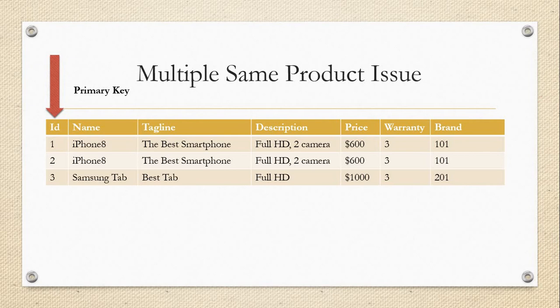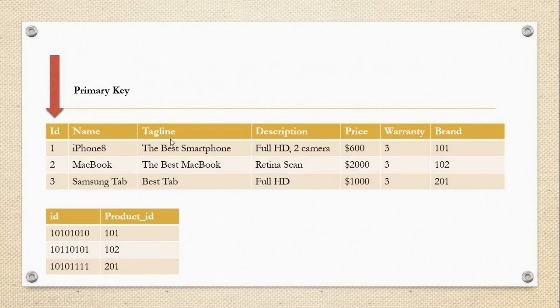Here ID is there, so I will provide the ID also. Here I have created the table; this one is the older table, and here I have created a new table in which we don't have repeated data. See, these IDs are there, name, tagline, description, price, warranty, and brand. After that I have created another table having an ID, that means the unique ID of iPhone 8, MacBook, Samsung. If we revise this table also, we have a different primary key right now.